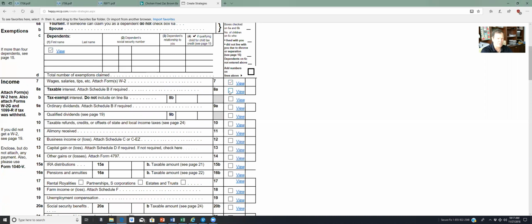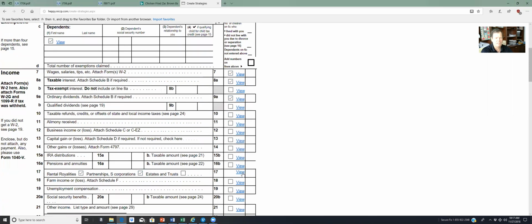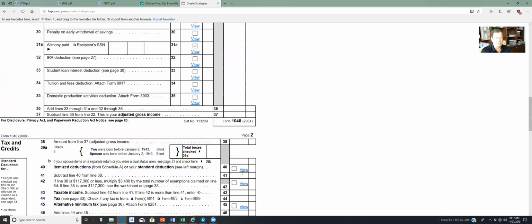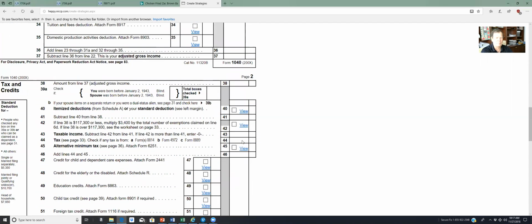Let's say you had a little interest income, you had some dividends. Let's say you had a little rental property down here on line 17, so we check the box that you had rental property. Let's say your business was in an S corporation. Now let's go to page 2 of the 1040 form. Let's say on line 40, you itemized your deductions instead of taking the standard deduction, so we check the box that we used itemized deductions.